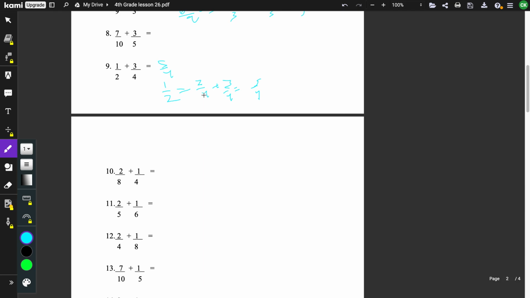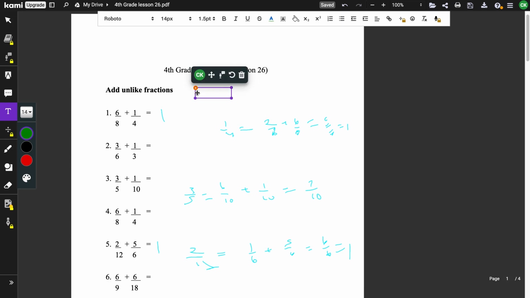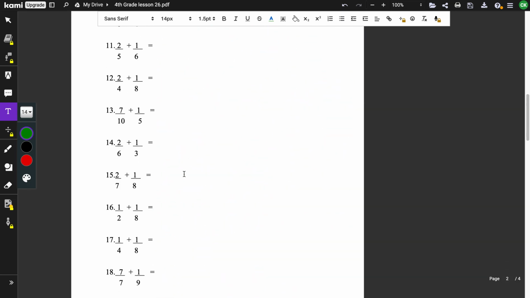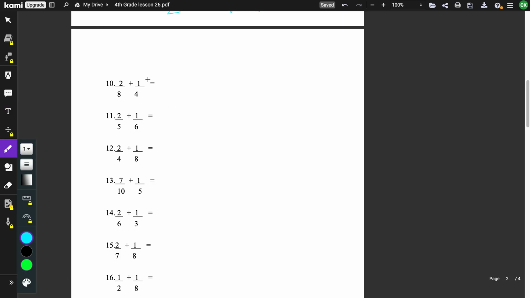Okay, so I kind of rushed this, but something that's always important for you to know is the denominator has to always be the same, or else you cannot add two fractions. They basically have to be the same or else you can't add them. So keeping that idea in mind, we're going to do number 10. We're going to keep working like that.